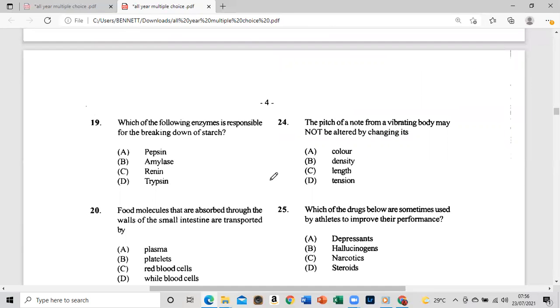Which of the following enzymes is responsible for breaking down starch? Is it pepsin, amylase, rennin, or trypsin? And number 19 is amylase. We have a winner. Amylase breaks down starch. All right, let's move on to number 20.